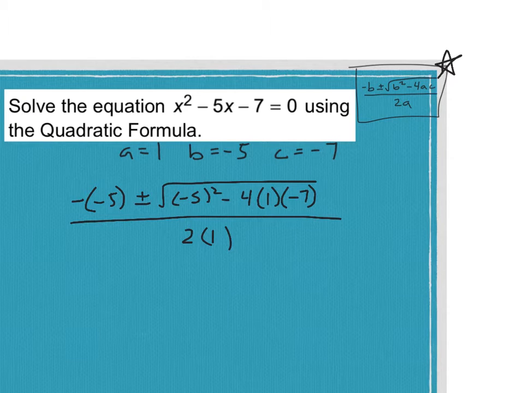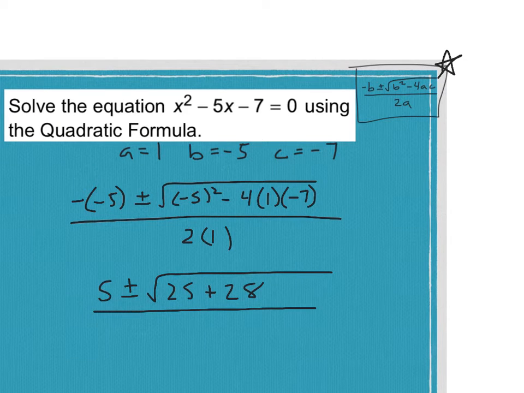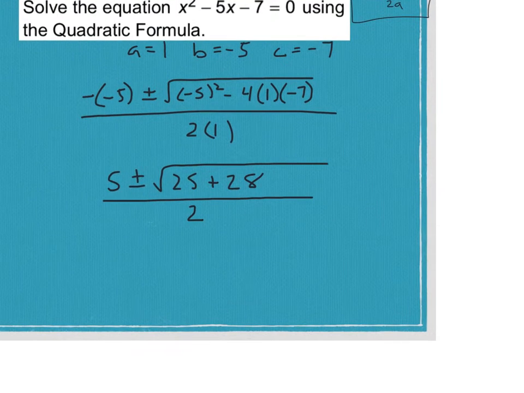So how do we simplify this? What's negative -5? Positive 5. Plus or minus the square root. What is -5 squared? 25 minus, what's 4 times 1 times -7? -28, so this becomes a plus 28 under here. And then we divide by 2. Now we add 25 and 28, so we have 5 plus or minus the square root of 53.